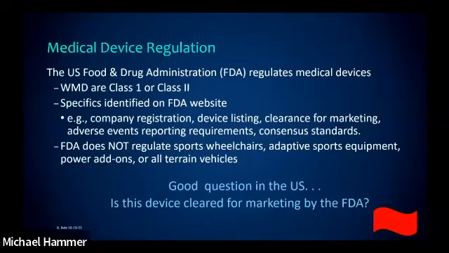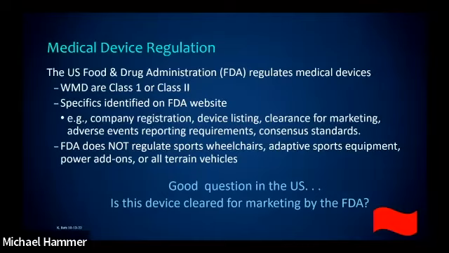So these are just a list of things that the US Food and Drug Administration requires manufacturers to do: to register their company, to list their device, to prove that it's been tested, which is really important. We could talk a whole day on testing. And basically, confirm that this device is appropriate for distribution in the United States.